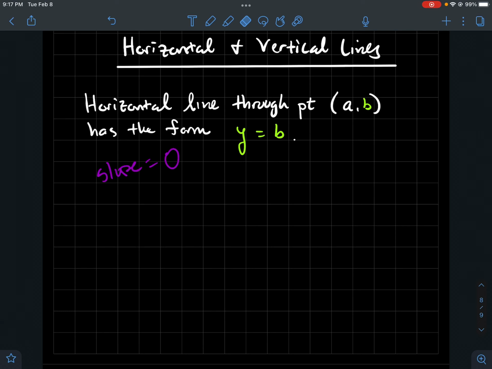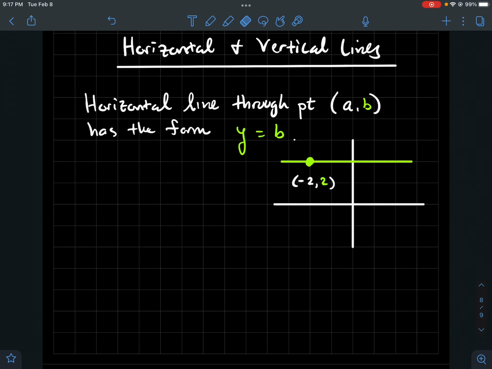And just to give you an example, if you've got a picture, let's see here. So here's this picture, and there's that line. It looks like it goes through the point (-2, 2). We could write its equation down. And if you're tracking how I'm coloring things, the equation should just be y equals the y coordinate of that point. So y equals 2.